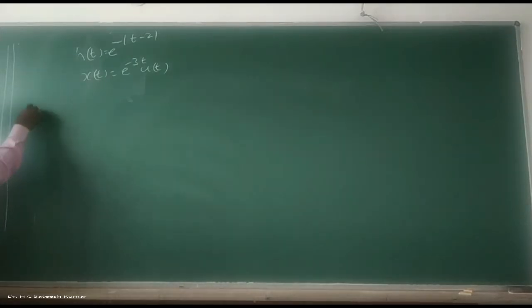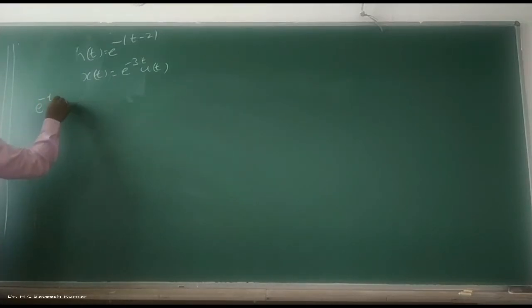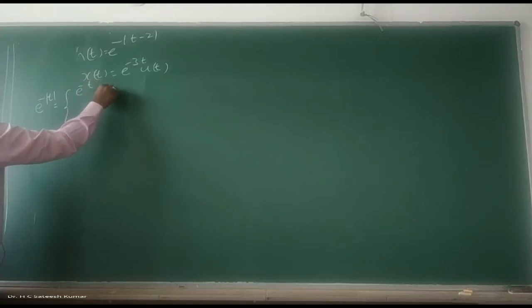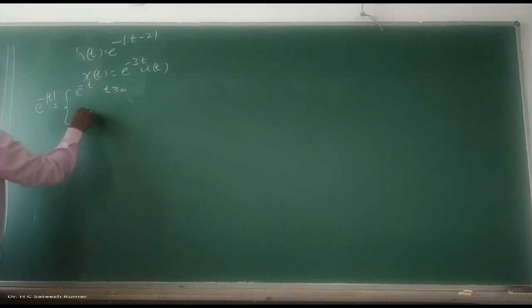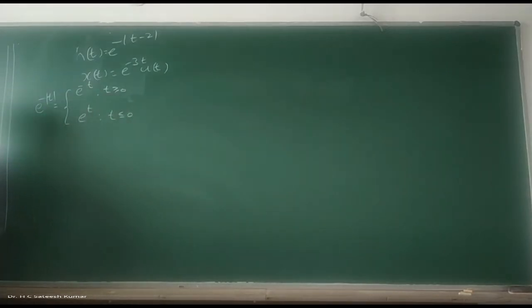So first what I have taken is e to the power of minus mod t, which is nothing but equal to e to the power of minus t for t greater than or equal to 0, and e to the power of plus t for t less than or equal to 0, I said, right? Okay, now you shift this one.